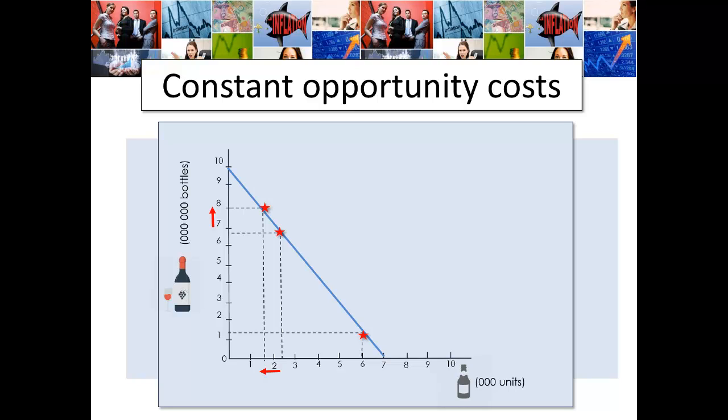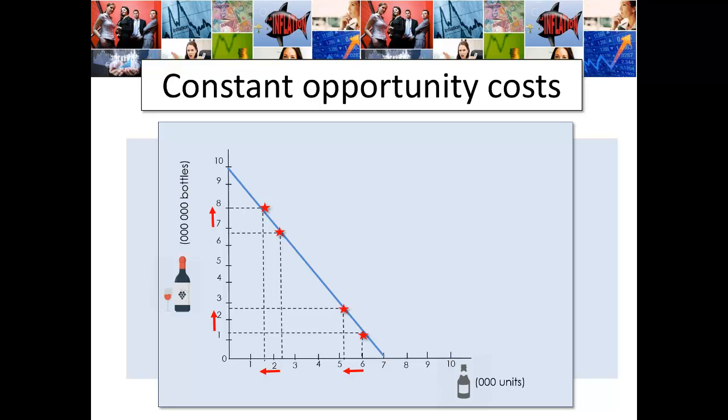So there's no difference between going from 1,500,000 bottles of wine to 2,500 bottles of wine. The same amount of beer must be given up as going from 6,500 to 800,000 bottles of wine. The same amount of beer is given up each time. Constant opportunity cost. And this occurs because the resources being used to produce these two goods are almost interchangeable. They are interchangeable.